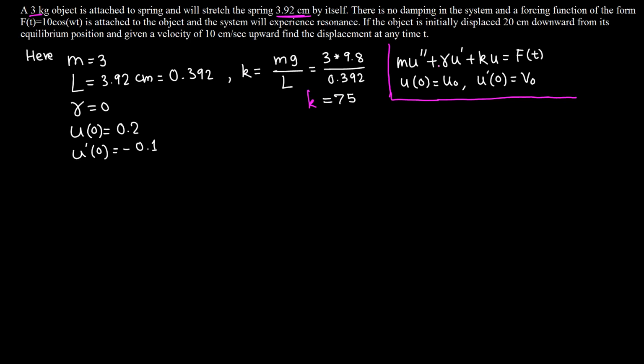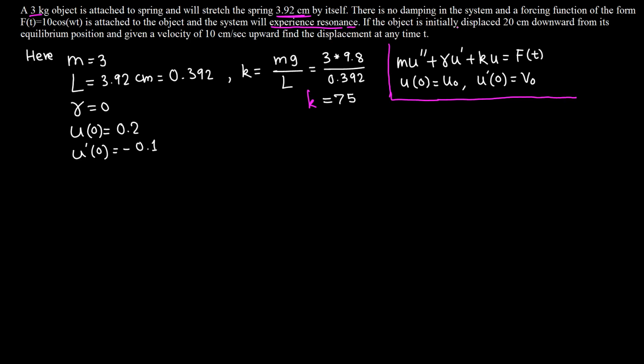There is no damping, so gamma is 0, and a forcing function, that's the external force, 10 cosine omega t, is attached to the object, and the system will experience resonance. So this omega will be the same as the natural frequency. Resonance means the argument omega of the forcing function will be the same as the natural frequency. We'll do that in a moment.